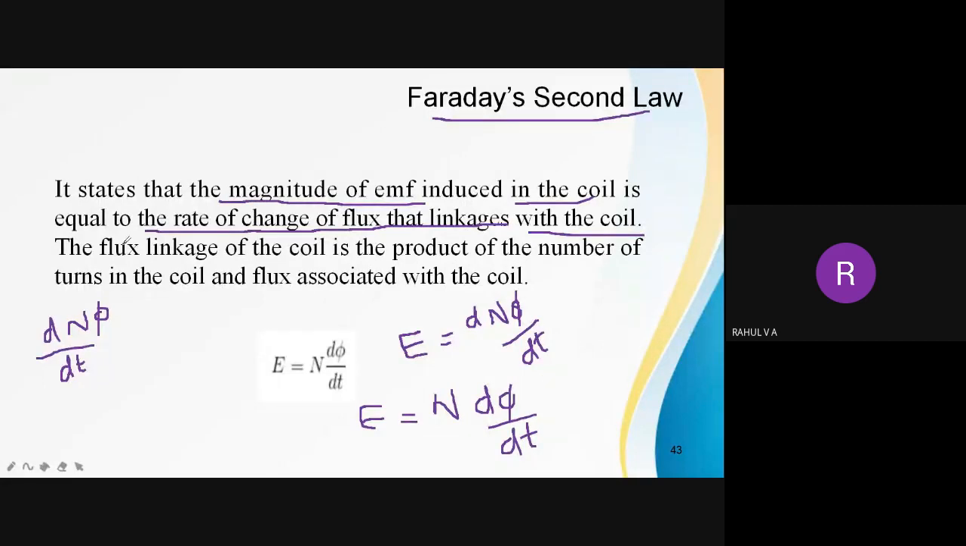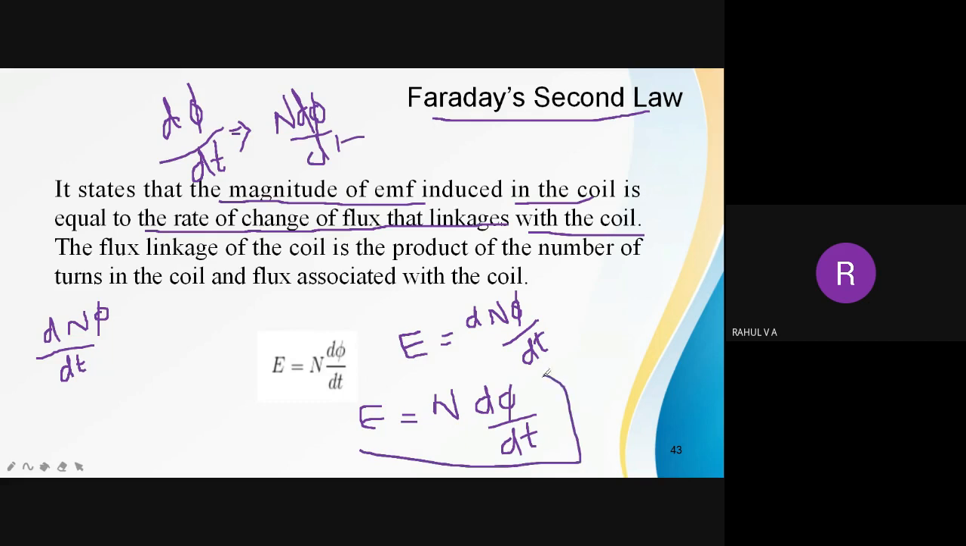So normally rate of change of flux is d phi by dt. This is actually for one turn. So whenever there is an n number of turns, you have to write n into d phi by dt. So E is equal to n d phi by dt. So that is about second law.